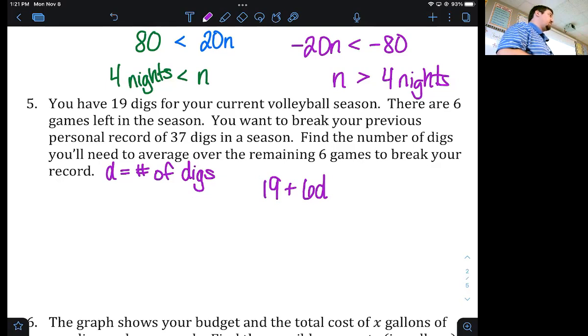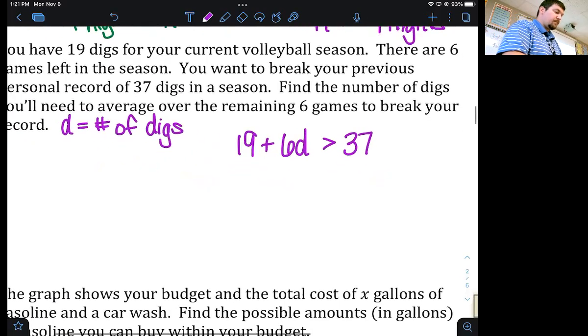So if this expression represents the number of digs I'm going to get this season, what symbol do I use? Jane? Greater than what? That's right. I don't want to tie the record. I want to break the record. So because I don't want to tie it, I'm not going to put the equal bar on anything of it.